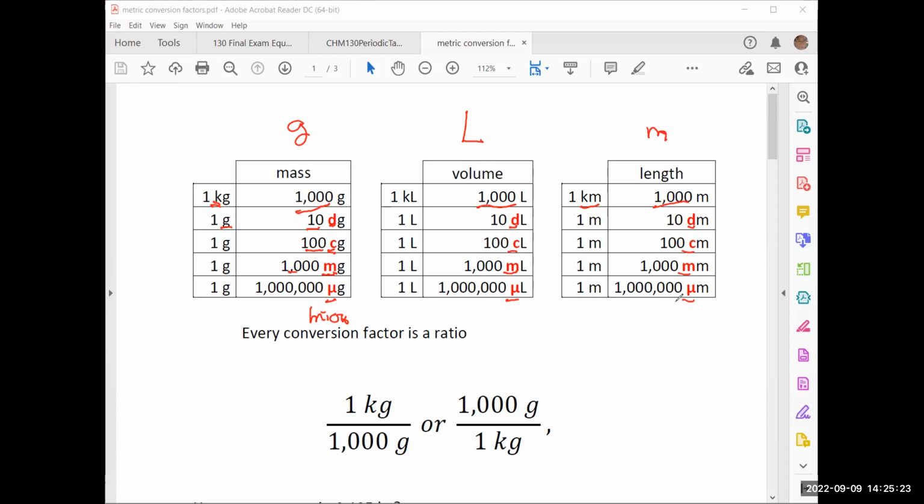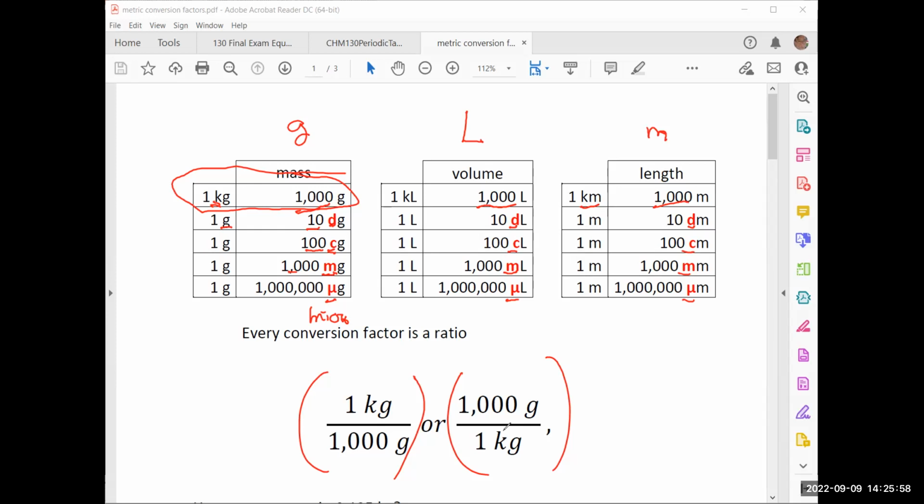Now, what this does is this: each one of these is a conversion factor that you can set up as a ratio. For example, taking the kilogram and 1,000 grams, I can write it 1 of 2 ways. I can write it with kilogram in the numerator and 1,000 grams in the denominator, or I simply invert it and put 1,000 grams in the numerator and 1 kilogram in the denominator.